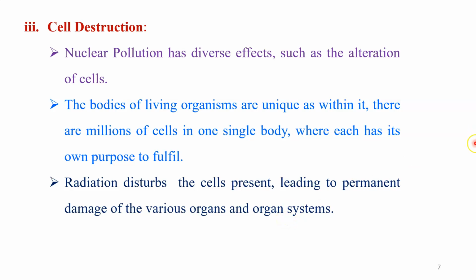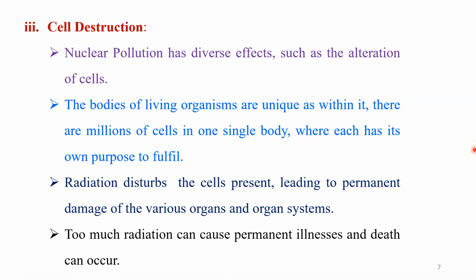If the heart cells are damaged or altered, it can lead to heart failure or in some cases heart attack also. If the heart stops or gets damaged, the whole circulatory system is disturbed. That is related to cell destruction. Too much radiation can cause permanent illness and death can occur.